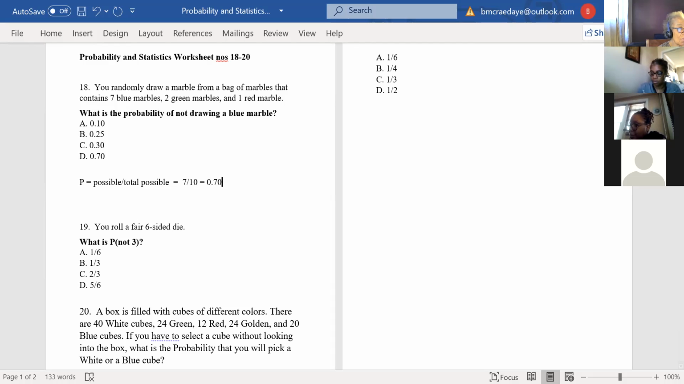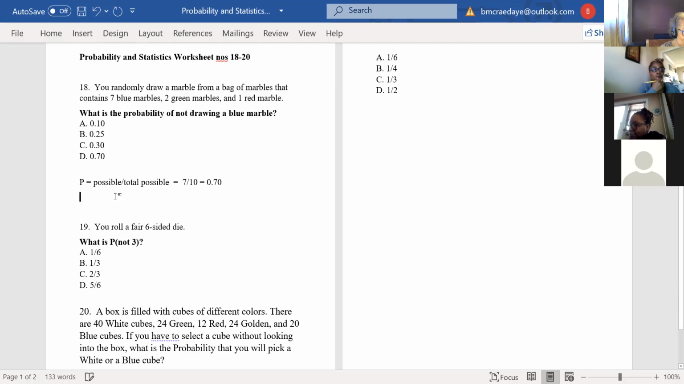Maureen, why didn't you stay with what you had? Because 0.7 is the probability of getting a blue. We're supposed to find the probability of not getting a blue.